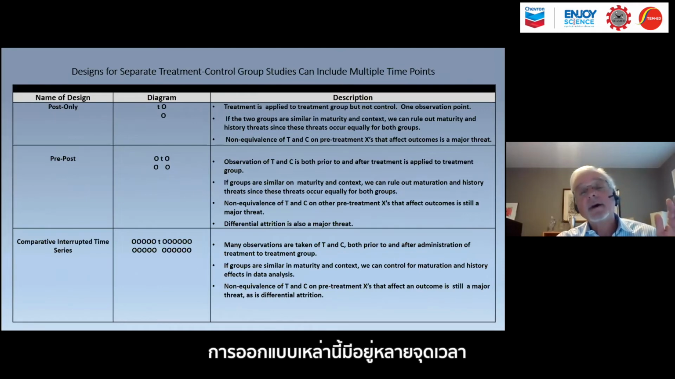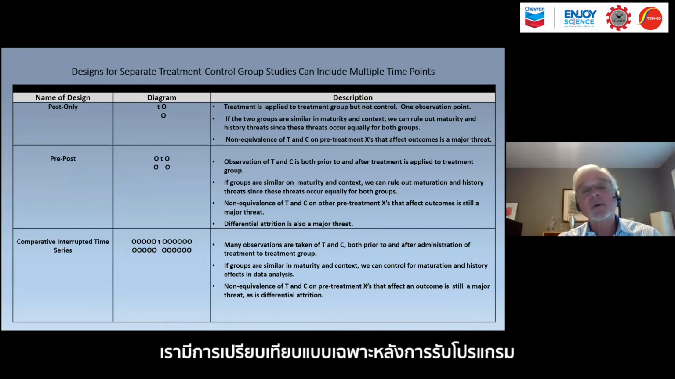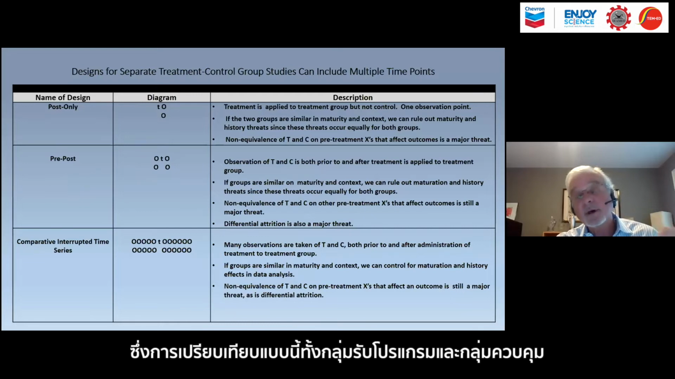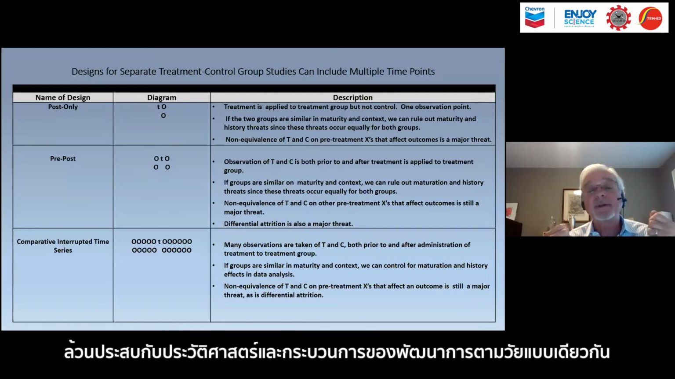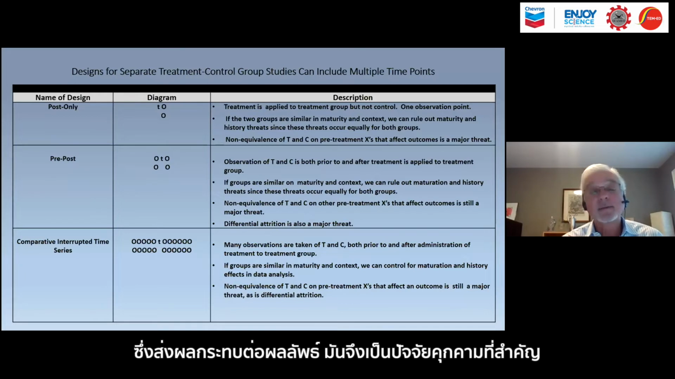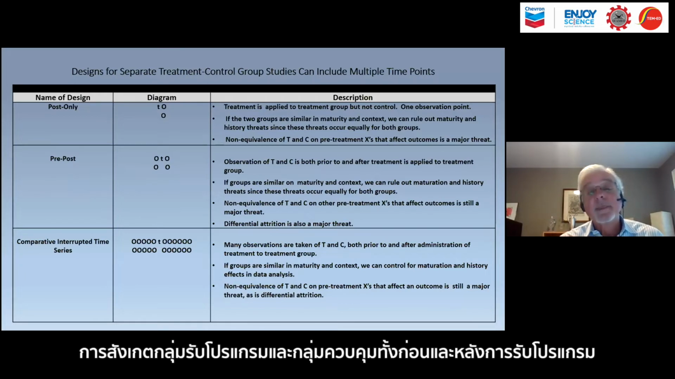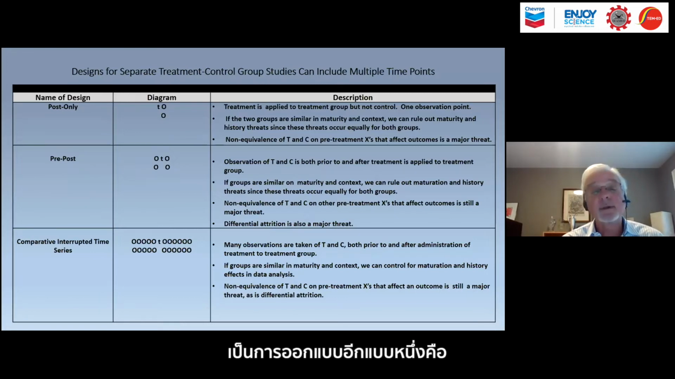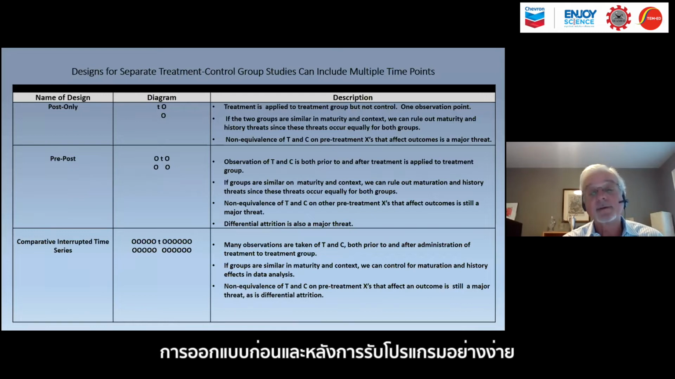Again, these designs have these multiple time points. We have the post-only comparison, where both the treatment and control group are experiencing the same history and maturation processes, but again, they could be very different on pre-treatment covariates that affect outcomes. So that's the major threat. The observation of treatment and control both prior to and after treatment is another design, the simple pre-post design.